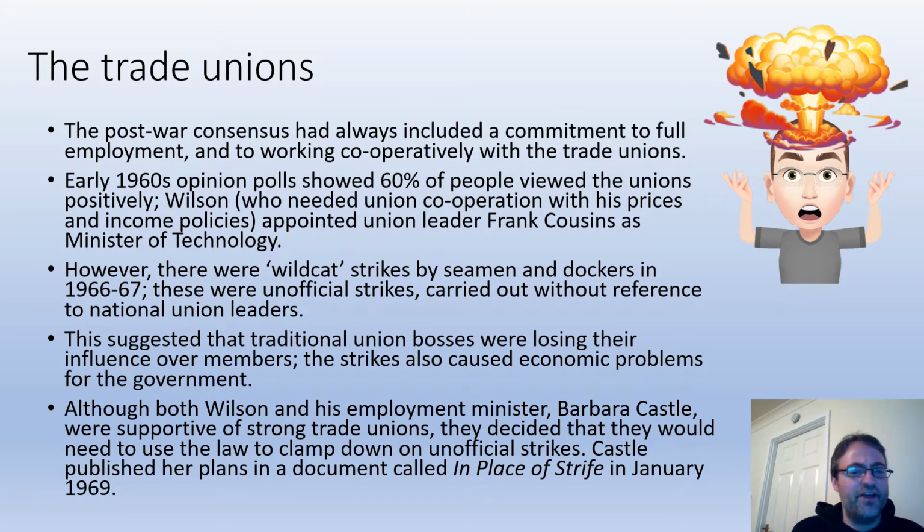And this suggests a couple of things to us. First of all, it suggests that the union bosses, who traditionally had really quite significant power, were to an extent losing some of their grip, certainly losing some of their influence over groups of ordinary local members. But these wildcat strikes also show us and contribute to the problems, the economic problems that Wilson's government was facing.